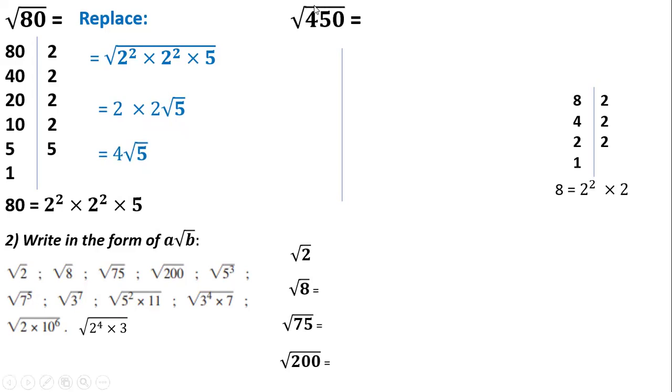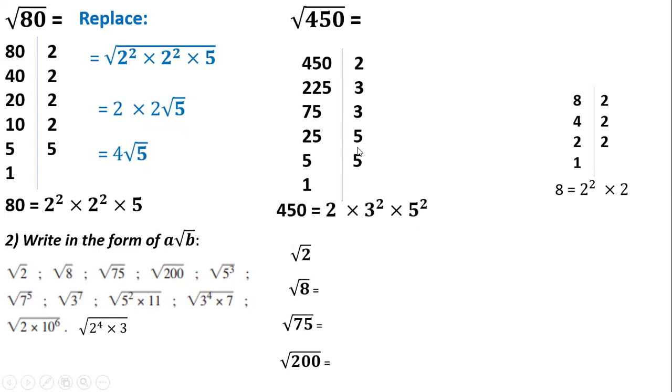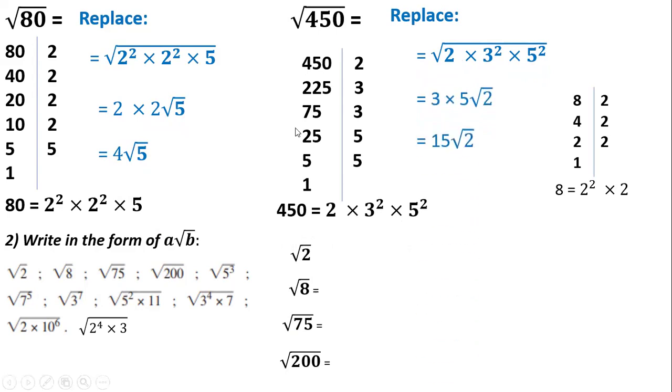Now I have 450. Also, I decompose 450 into prime factors. So I will have 2 times 3 times 3, which is 3 squared, times 5 squared. So these are the prime factors of 450. I replace them inside the radical. 3 squared comes out as 3, times 5, and this 2 stays inside. So 3 times 5 is 15 radical 2.